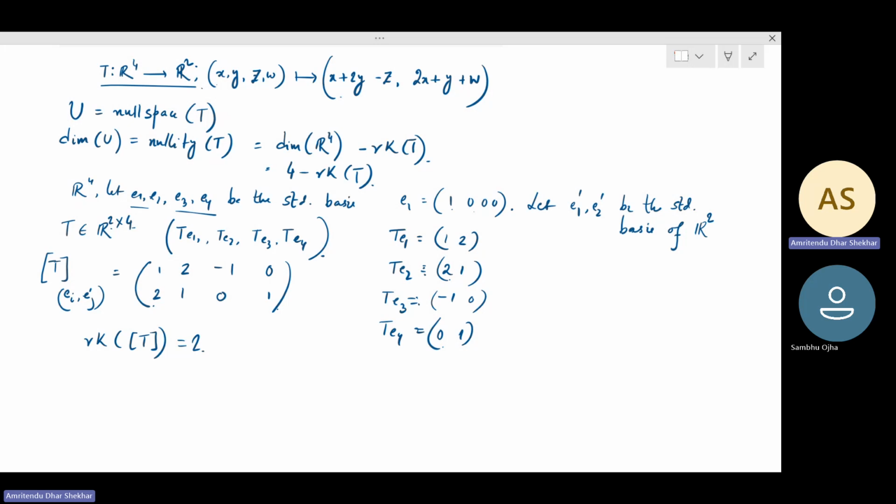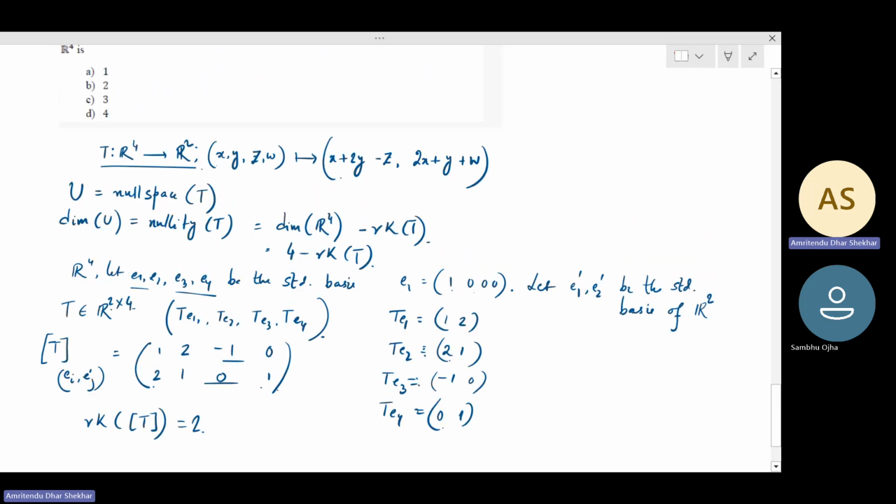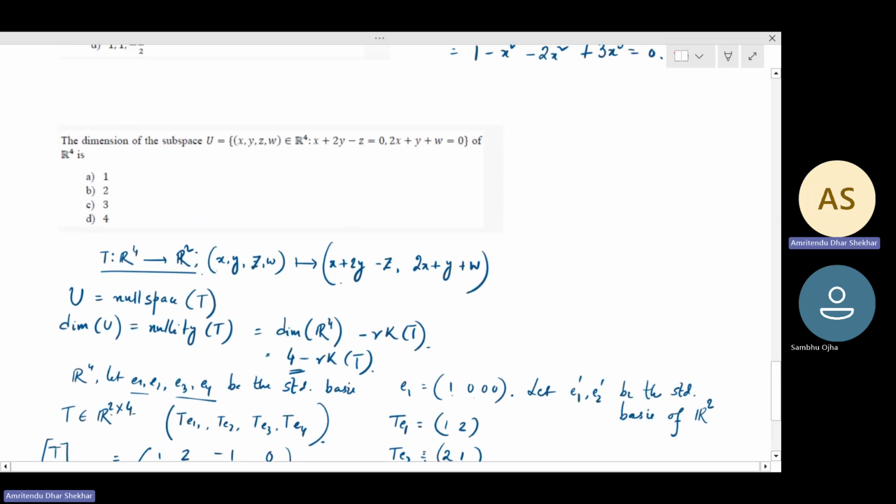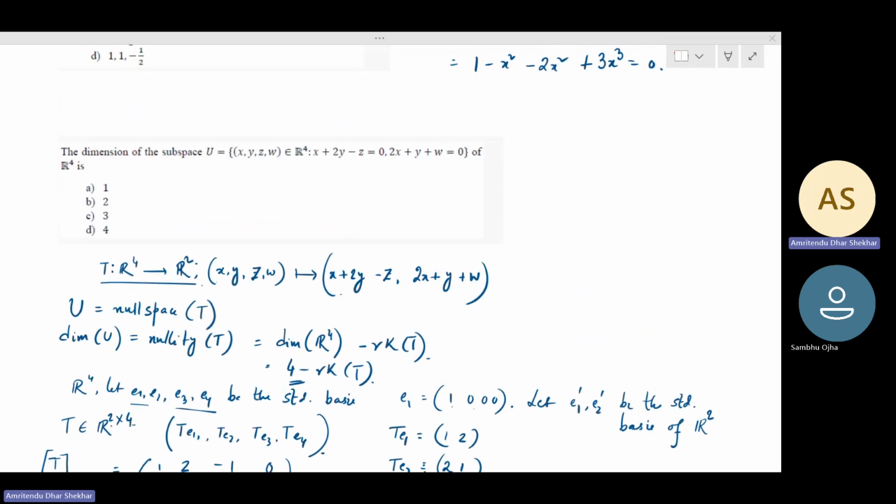So it's very easy to see that the two rows of this matrix are independent of each other. So the rank of this matrix is equal to 2. And so it follows that the nullity, the dimension of U, is equal to 2 because the rank of T is equal to 2. So 2 is the right answer. I hope this was clear.